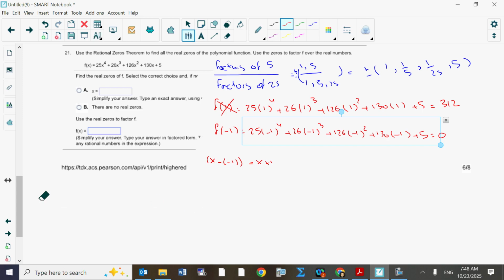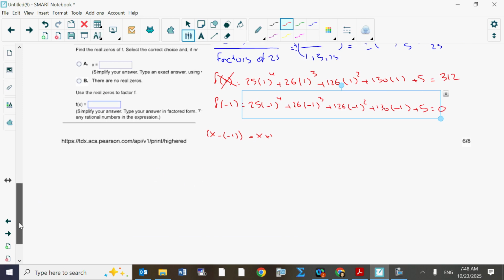This is where I need to use synthetic division. So I'm going to use synthetic division to divide the function by this negative 1 again. So this is going to help me find the other factor of the function. How? I'm going to write negative 1, this is my corner number, and list the coefficients, which are 25, 26, 126, 130, and 5.